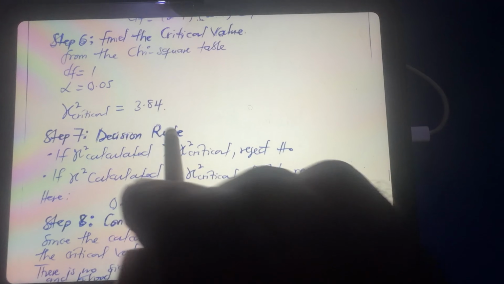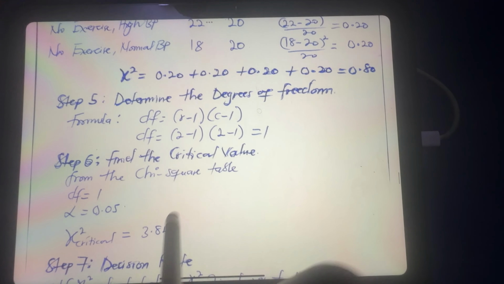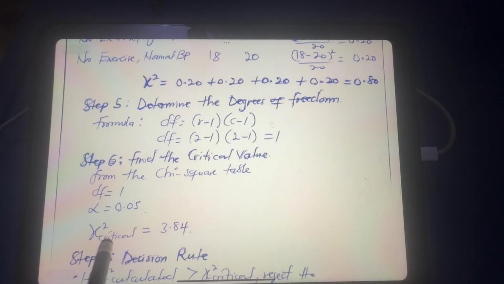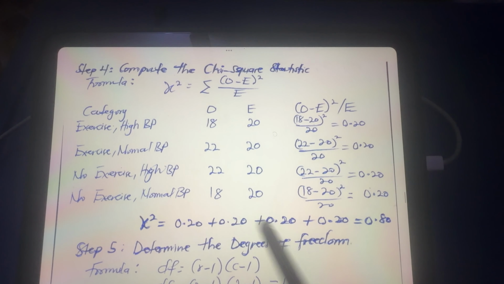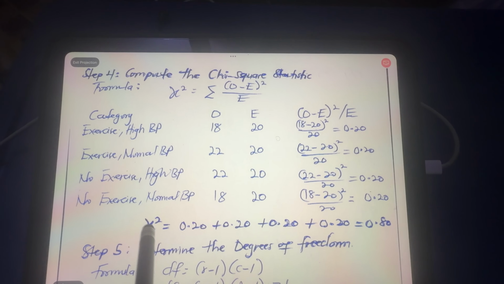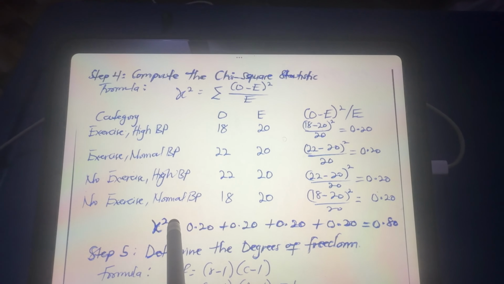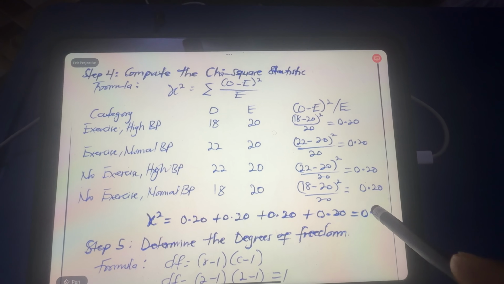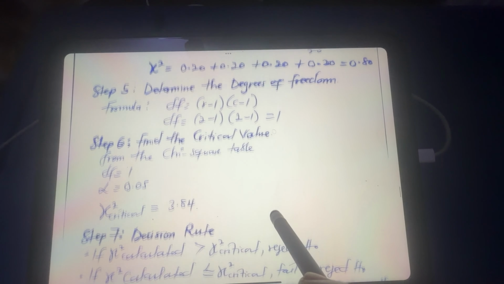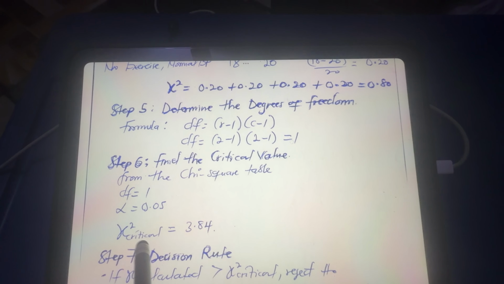And that is what has been written over here. This one, we call the chi-square critical value, which is 3.84. Notice that this here is called the calculated chi-square. When you are doing step 4, you are doing the calculated chi-square, which is equal to 0.80. But when you come to step 6, you are doing the chi-square critical value.